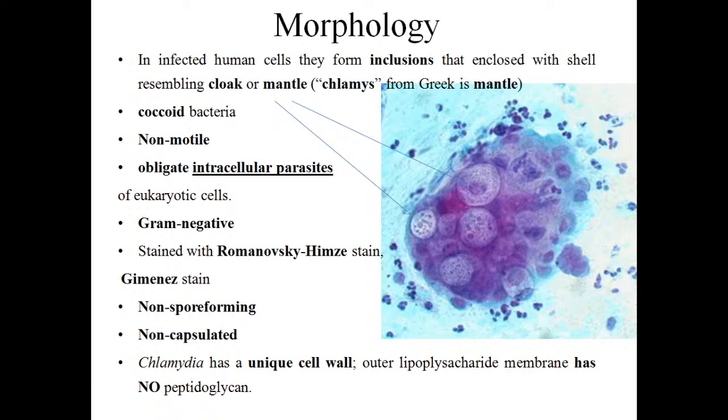They are gram-negative, but stained by Gram's method very badly because they are present inside human cells. Dyes that are used in Gram staining can't reach these bacteria inside inclusion bodies, so we use Romanovsky-Giemsa stain and Gimenez stain. Romanovsky-Giemsa stain and Gimenez stain are used to detect intracellular bacteria. As in rickettsia, for example, they are non-spore forming, non-capsulated, and there is another main property of chlamydia. They have a unique cell wall. Their outer lipopolysaccharide membrane has no peptidoglycan.